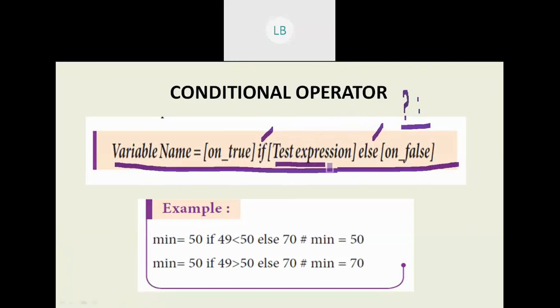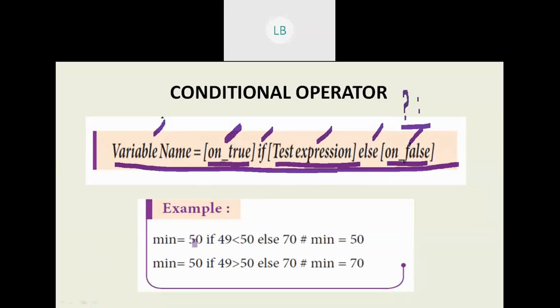The first one, test expression. This is the condition. If this condition is true, this value will be assigned. This is taken as the value of the expression, and that will be stored in the variable name on true. If this condition is false, on false, this value after else will be assigned to variable name.